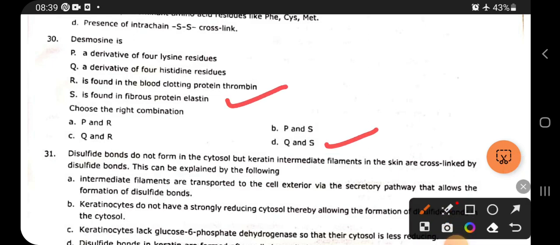Now you can cross these and you have to look for P and Q option. Okay. Q says it's a derivative of 4 histidine. No, histidine is not there. It's a derivative of 4 lysine residues.